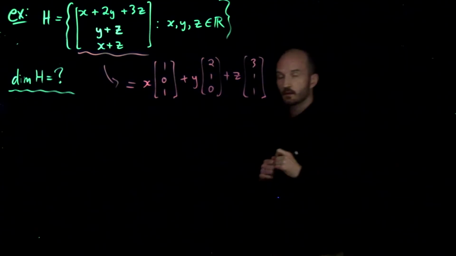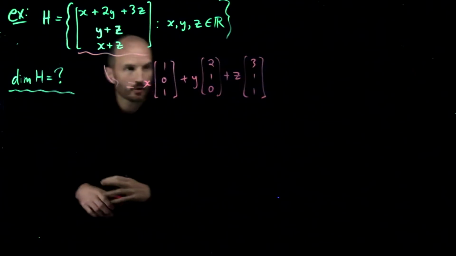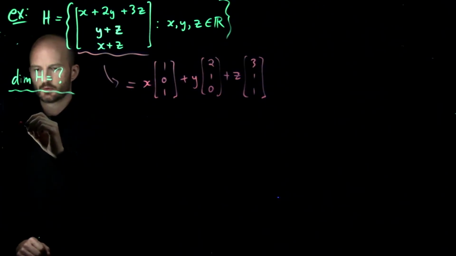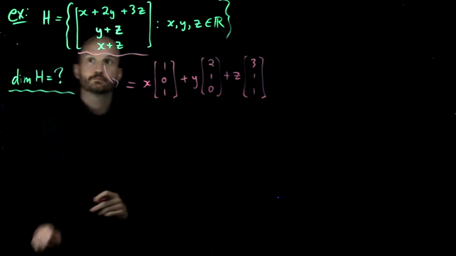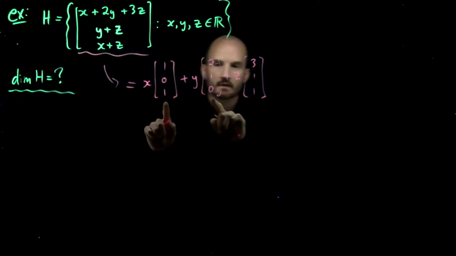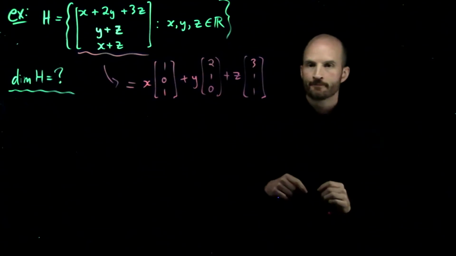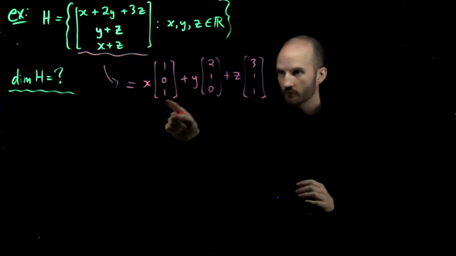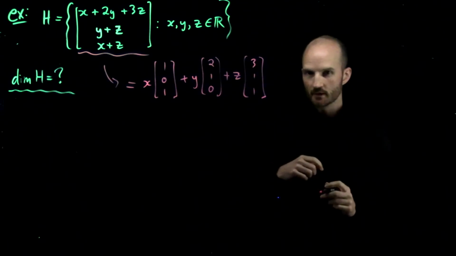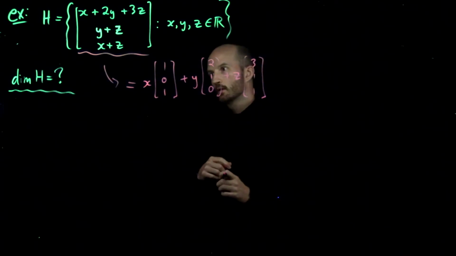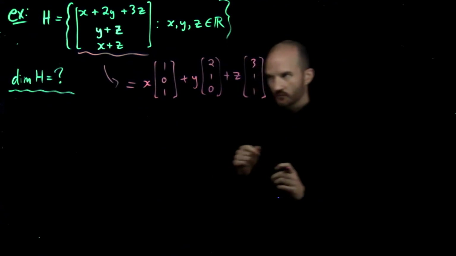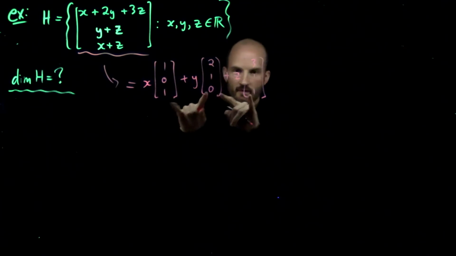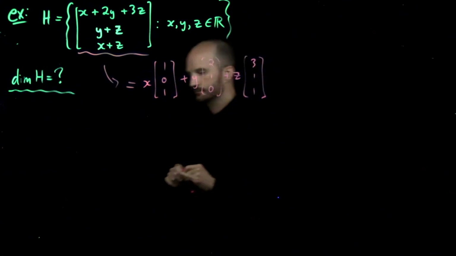Okay, from this thing here, I see that H is the span of these three vectors. Everything in H is a linear combination of these three vectors. I need a basis to find the dimension. So I want to check, are these three vectors independent?